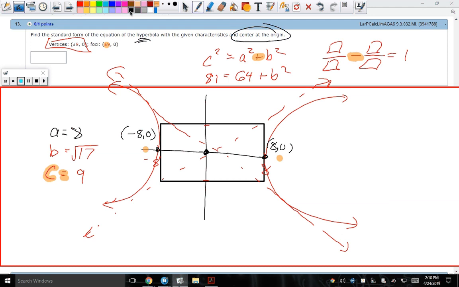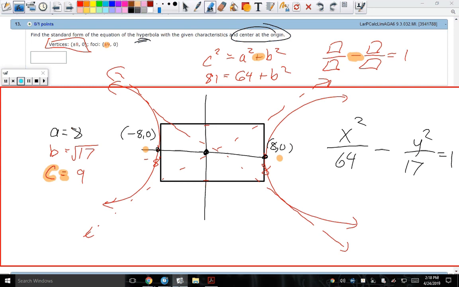So the x is listed first. There's no x minus anything because the origin is 0. But what goes underneath x? 64. And there's nothing with y because it's at 0. But what's underneath y? 17. And that's it. That's what you're going to write here in this box.